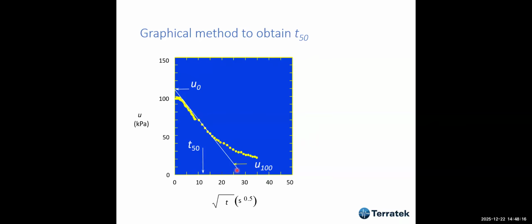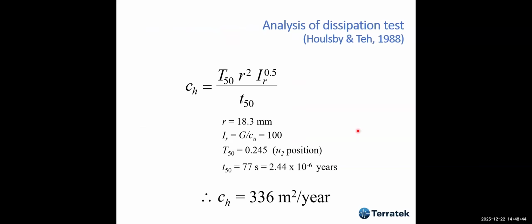And so we plot this line, we determine U naught and U100 at some stage, and then you calculate the T50. You take the time for 100, time for 0, calculate here T50. This is the method: we extrapolate the line, obtain U naught, obtain U100, obtain U50, obtain T50, and then we come to this equation, which was developed by Houlsby and Teh in 1988.